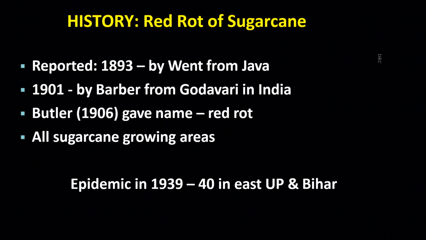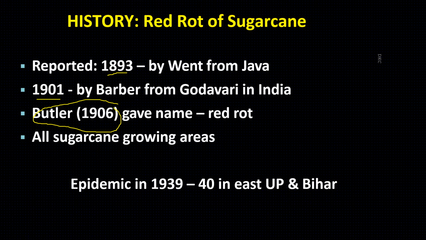Talking about the history of red rot of sugarcane, it was reported in 1893 by Wen from Java, and in 1901 by Barber from Godavari in India. Butler in 1906 gave the name red rot. This disease can be seen in all the sugarcane growing areas. An epidemic in 1939 to 1940 was seen in East UP and Bihar.